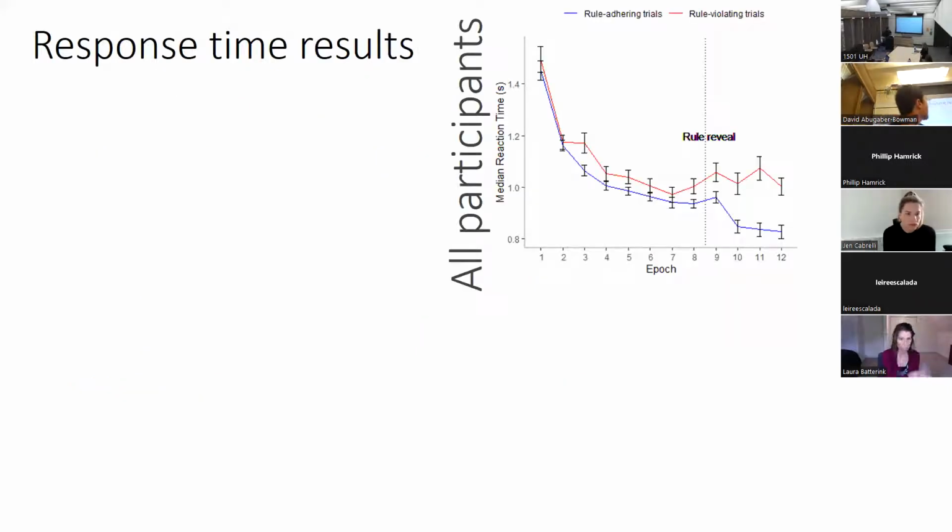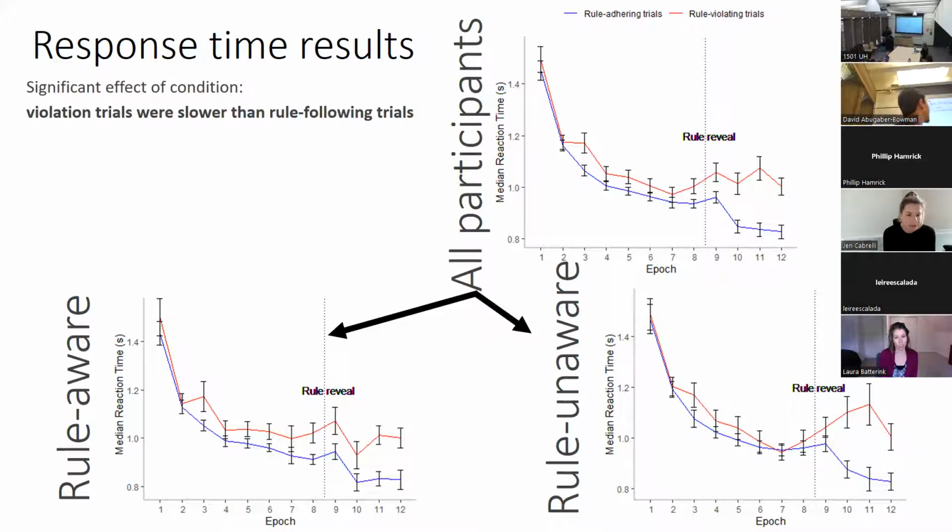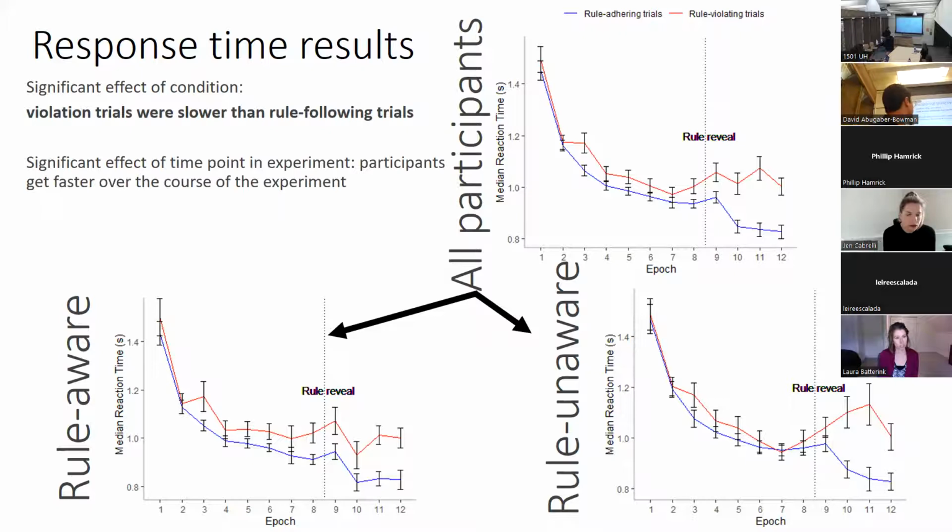So looking at all participants, we found a learning effect in that whenever a trial violated the hidden rule, there was a slower response. And when you break the data down into rule aware versus rule unaware participants, they both show that learning effect. So in the ANOVAs, we had a significant main effect of condition, i.e. they slowed down whenever there was a trial that violated the hidden rule. And there was also a significant effect of epoch in the ANOVA, such that they got faster over the course of the experiment, but there was no significant main effect or interaction from rule awareness.